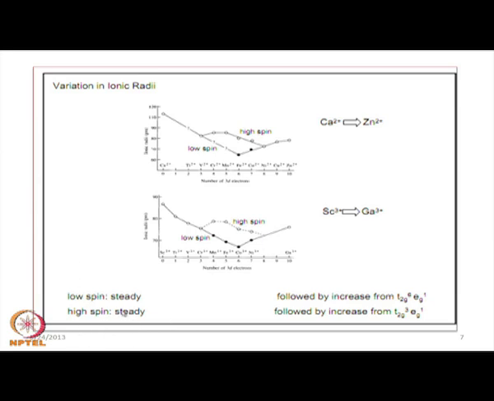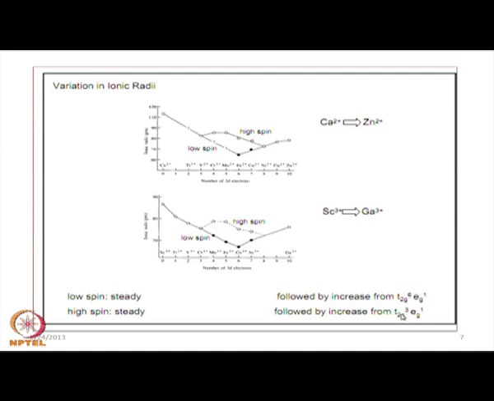In case of high spin also the change is very steady from one step to another, but there is an increase once the T2G cell is half filled. So, after T2G3, basically up to the vanadium 2 plus, which is the T2G3 case, then we have the chromium and manganese. Then once we go for the chromium state, it is increasing from chromium 2 plus, and for the manganese 3 plus, which is also D4, it is again increasing.